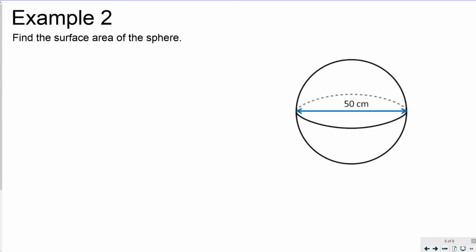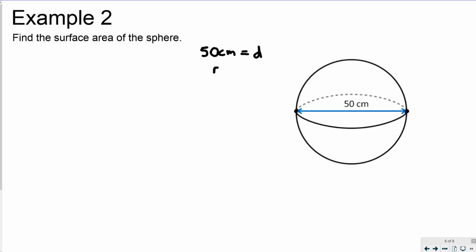Example 2. Find the surface area of this sphere. So if I look at the diagram, I can see that the blue arrow is pointing from a point on the surface of the sphere to another point on the surface of the sphere, and that would mean that the 50 centimeters is the diameter. So 50 centimeters is a diameter.